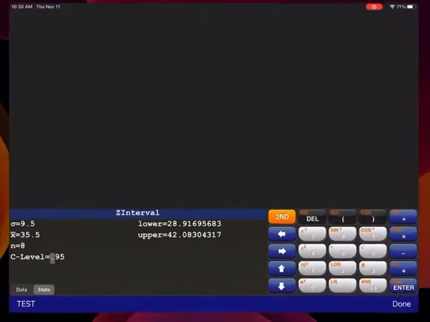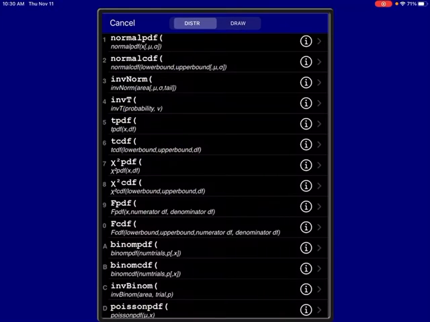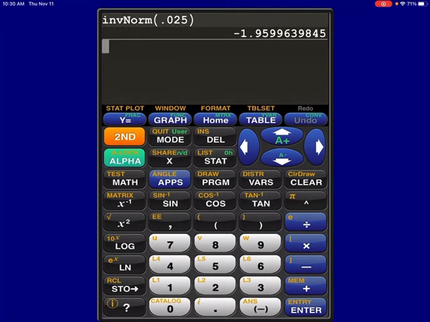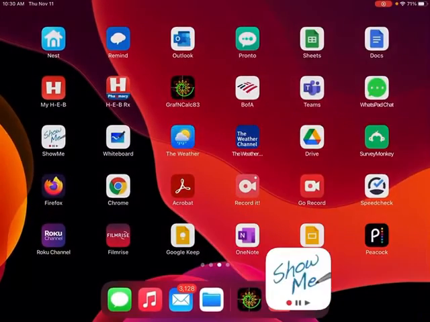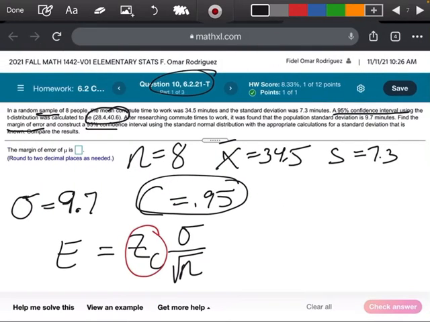Let me go ahead and do this part on my calculator. I'm going to turn my calculator on. Okay, so we're going to go second, bars. We're going to go to inverse norm of 0.025. And I'm coming up with a negative 1.96. So this number right here is negative 1.96, and this one's going to be a positive 1.96. It's the same value except it's just positive.